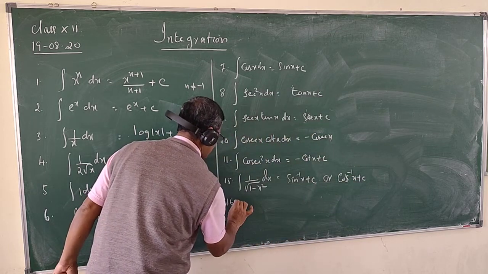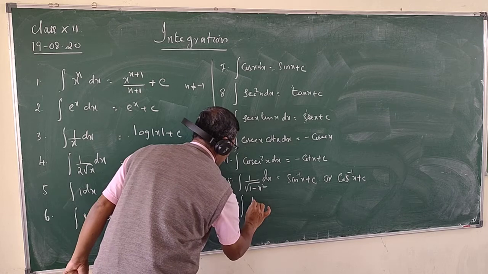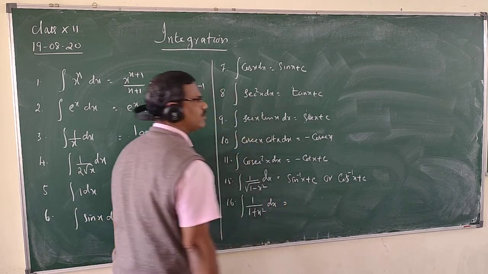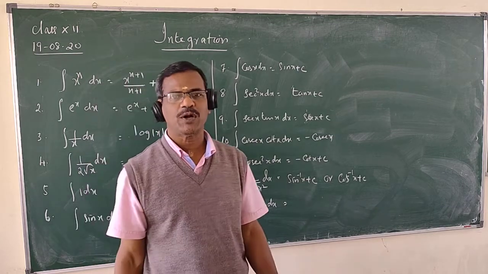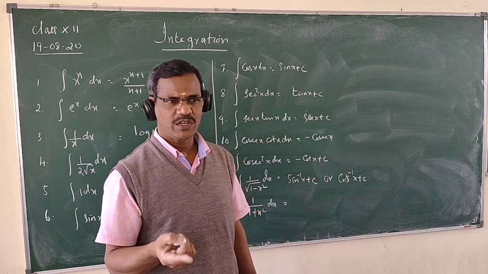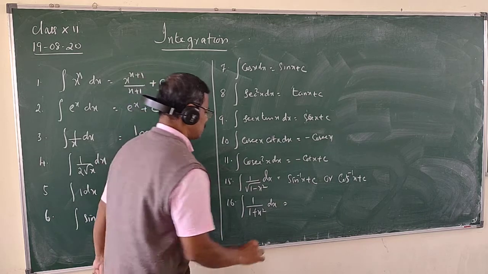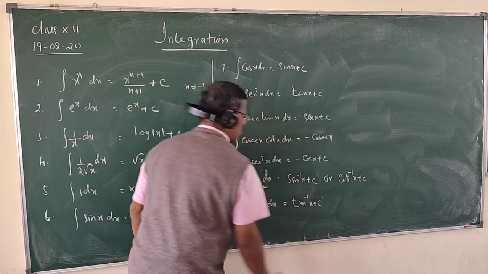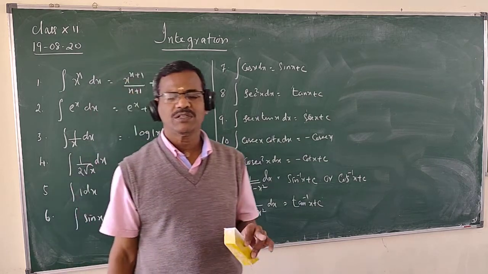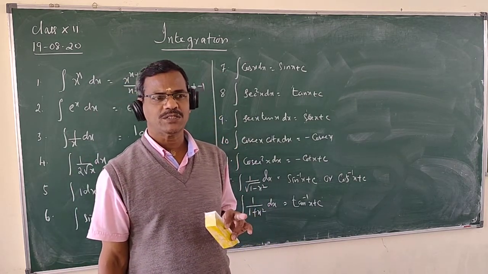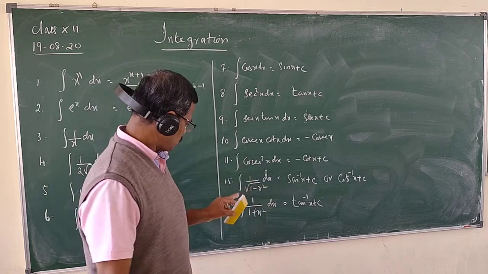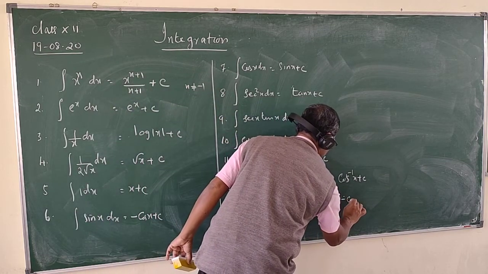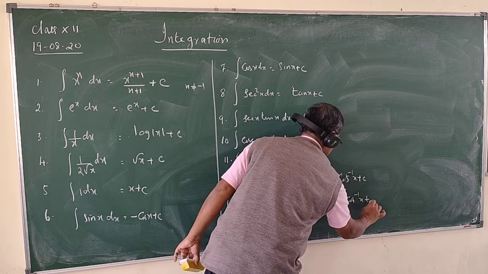Then integral of 1 by 1 plus x square dx. You know that derivative of tan inverse x is 1 by 1 plus x square. Therefore, integral of 1 by 1 plus x square is tan inverse x plus c. Also, you know that the derivative of cot inverse x is minus 1 by 1 plus x square. So this can be also written as minus cot inverse x plus c.